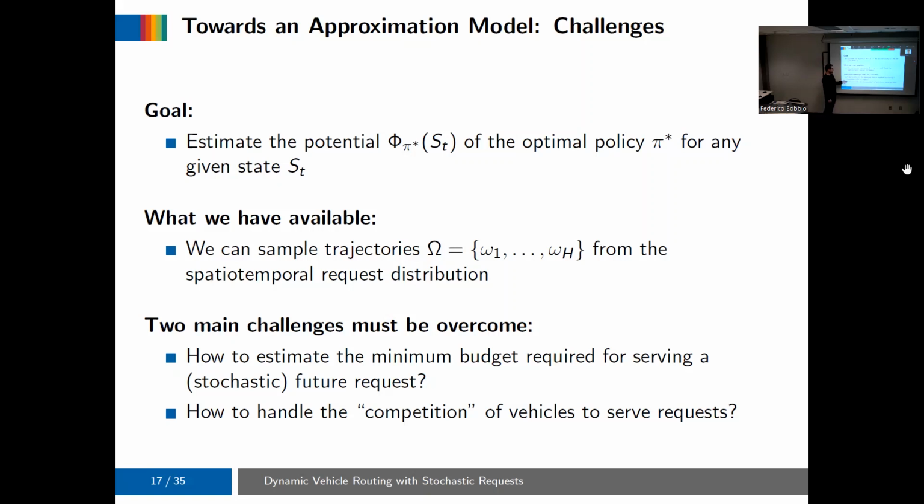And the second thing is, how are you going to handle the competition of vehicles to serve requests? If you have a lot of vehicles in the same place of the network, and one request appears in that part of the network, you have a lot of possibilities of serving this request with a lot of vehicles, but only one vehicle will get this reward. And if you want to get a good policy, you have to somehow incorporate this competition in your approximation.